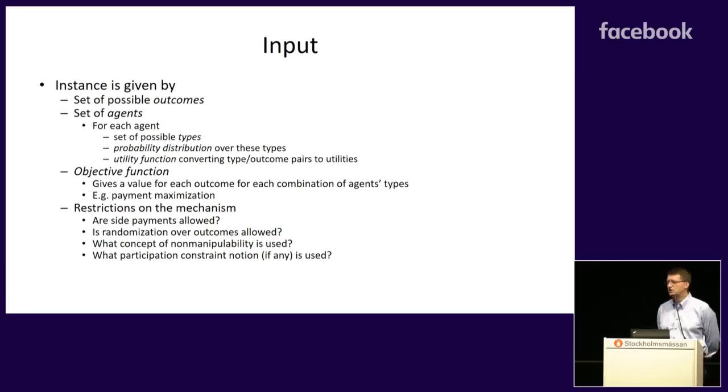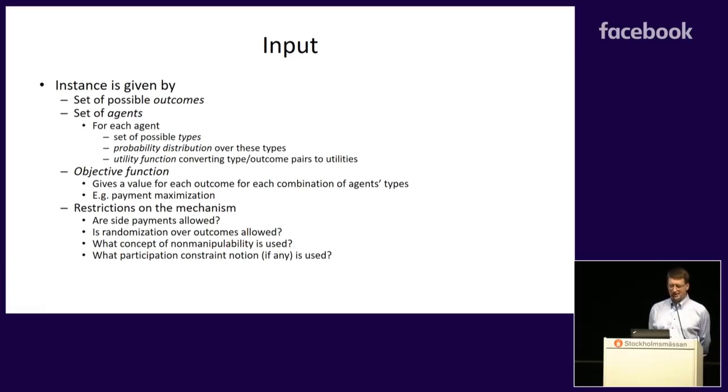Then there's an objective function. What are we trying to accomplish with our mechanism? This gives a value for each outcome, for each combination of the agent's types. For example, it might be payment maximization. We want to maximize expected revenue. But it can be other things also, like maximizing welfare, trying to allocate the goods so that the buyers in aggregate have maximum value from the goods, or some combination thereof. Or it could be fairness, et cetera, et cetera.